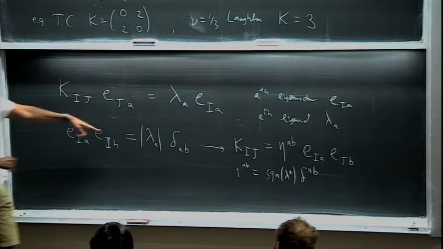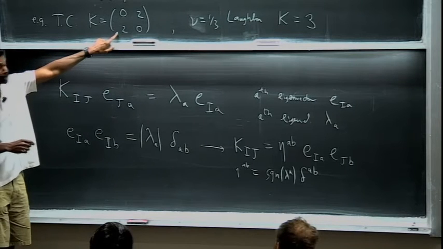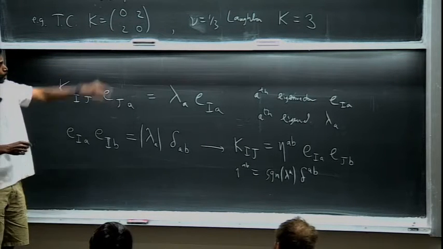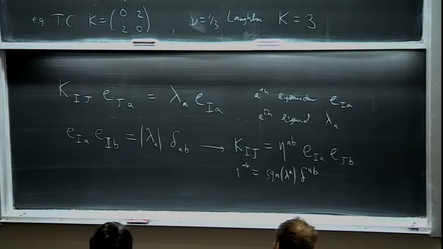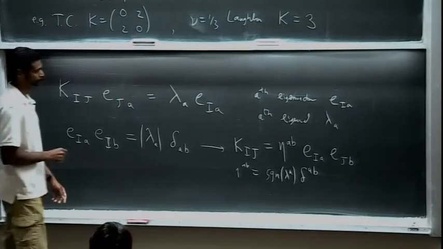Okay, but more generally, since K is not assumed to be positive definite here, and for instance in this case it's not positive definite, it has one positive and one negative eigenvalue, so it's a mixed sign metric over here.